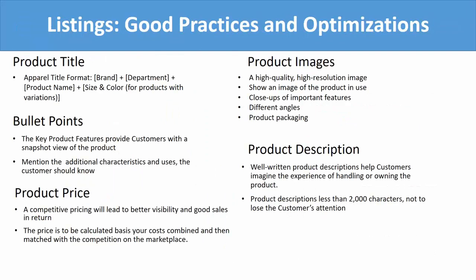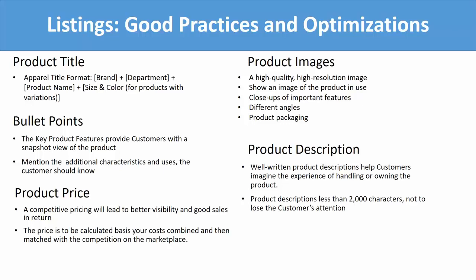Second thing, bullet points. In bullet points, you need, number one, the key product feature. So for example, if it's a bed sheet product, you need to mention what is the size of the product, what the product is made of, and why is it important. So all these things, in very brief, should be there in the bullet points.